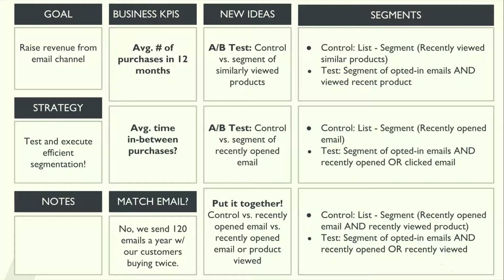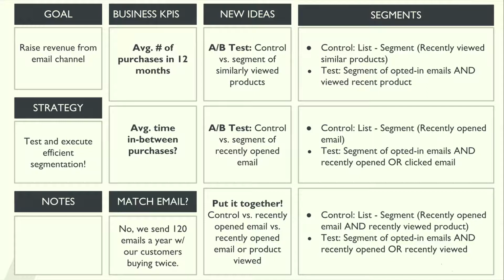In each one of these, I ran this test over 2 or 3 emails to see how important this part of the segment was to our overall revenue. For similarly viewed products, I did a segment of opted-in emails and recently viewed product. For the segment of recently opened, the segment test was opted-in emails and recently opened or clicked email. I'll go through the actual nuts and bolts of what one of these segments looks like in a second, and then you can put it together.